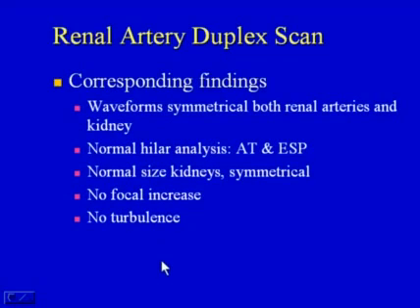Corresponding findings: the waveforms should be symmetrical from both renal arteries and the renal parenchyma. The Hyler analysis, both the acceleration time and early systolic peak, are they present? The kidney size, are they normal and symmetrical? Is there no focal increase in velocity? The waveforms remain uniform and consistent throughout their course, and there's no turbulence.